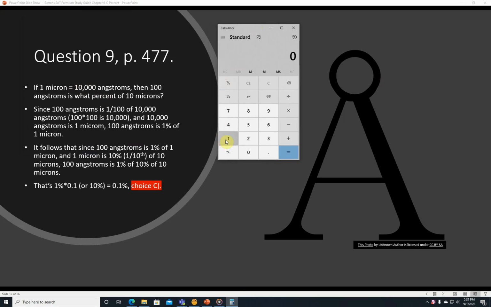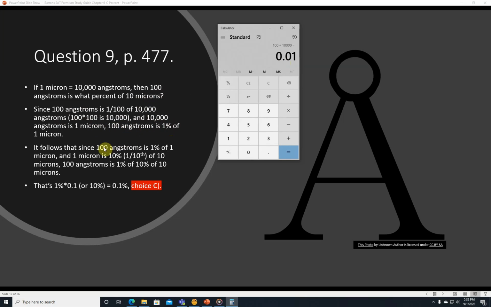Okay, so we just take 100 over 10,000, and that should give us 0.01, 1%. So we know that 100 angstroms is 1% of 1 micron. As it says here, 100 angstroms is 1/100th of 10,000 angstroms, and 10,000 angstroms is 1 micron. It says micron here. Oops, sorry about that. Anyway, 100 angstroms is 1% of 1 micron.